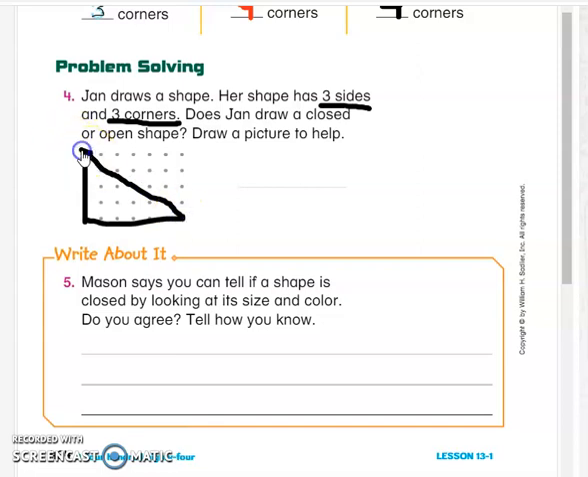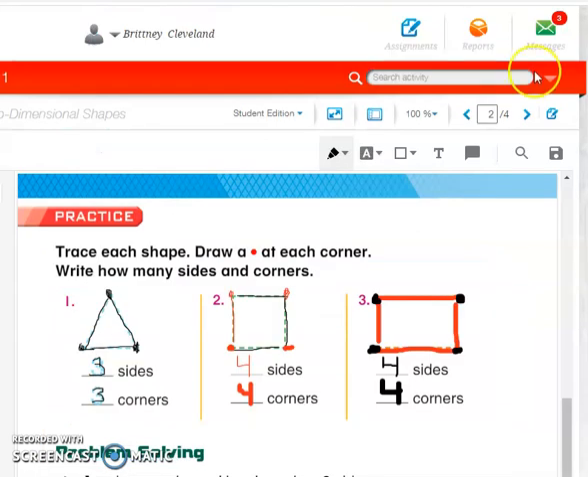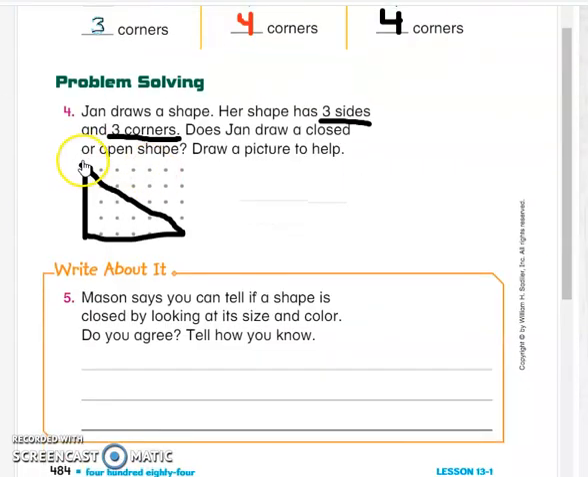So now we can see that I have 1, 2, 3 sides, but I also have, let me change the color of my pen so you can see the different corners. I also have 1, 2, 3 corners. So I drew the shape that Jan drew, and I have 3 sides, and I have 1, 2, 3 corners. So here's the last question. Does Jan draw a closed or open shape?